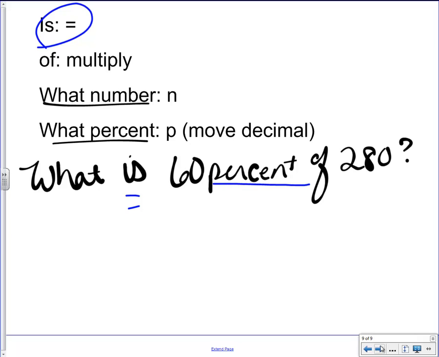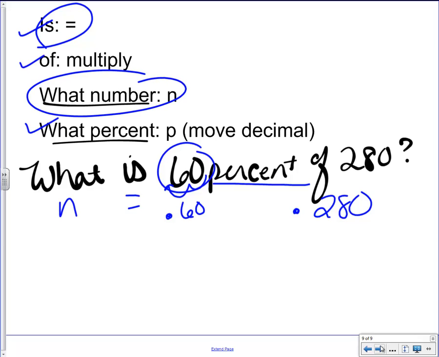Percent means I'm going to have to change this to a decimal, so I move it back the other way. So 0.60. Of is my multiply sign. 280 is the number. And so what have I not used? I've used percent, I've used multiply, I've used is, so n is what I don't know. And so n, something I don't know, is equal to 0.60 times 280.